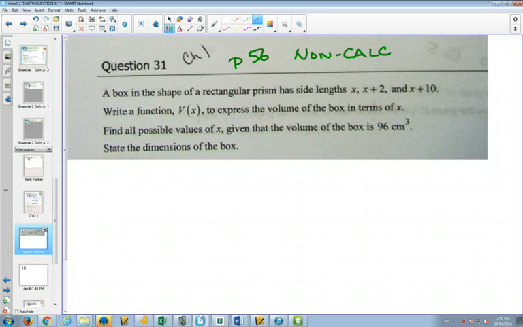The following is a question that came up on a final exam a couple of years ago. It was a 5-mark question. Write this down on page 56. It was a 5-mark question on the non-calculator part that combined everything that you learned in this unit to solve for this. So I'll give you a couple seconds to write it down, and then we'll get going.